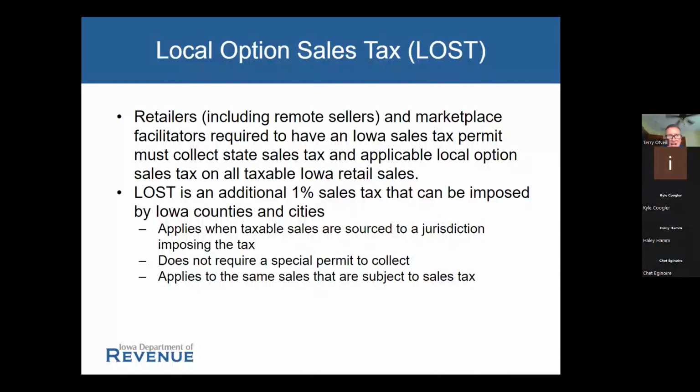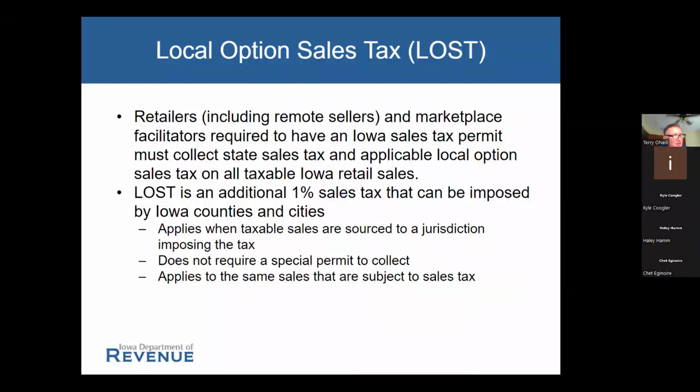So, for example, I am from Scott County. And in Scott County, we have a 1% local option sales tax that's countywide. So if someone makes a taxable purchase in Scott County, and they are taking delivery of the product in Scott County, that is going to be subject to state sales tax of 6% plus 1% local option sales tax. So hopefully that makes sense to you. Local option sales tax does not require a special permit in order to collect it and remit it to the department. If you have a sales tax permit, you are already registered with the department to collect and remit local option sales tax.